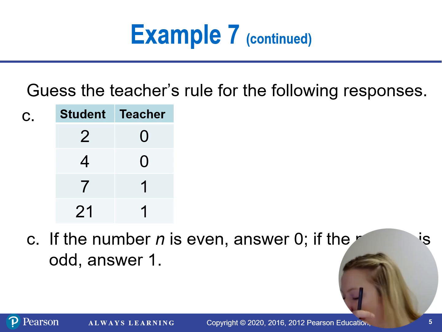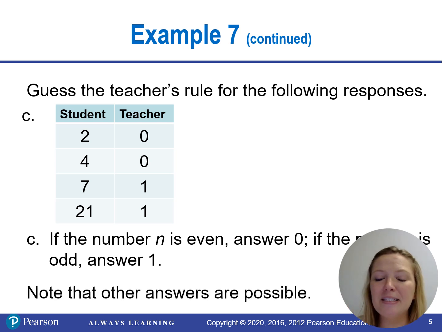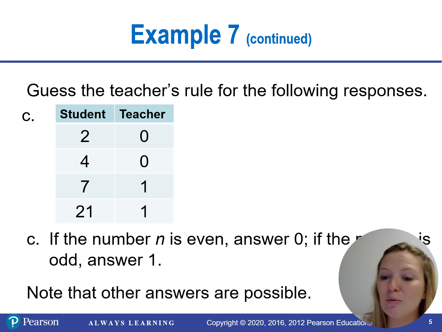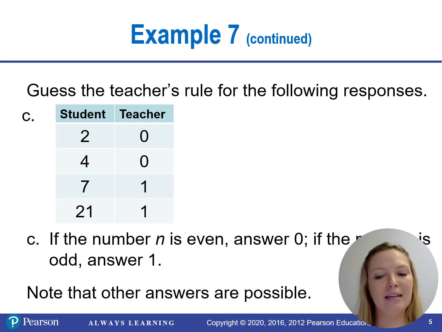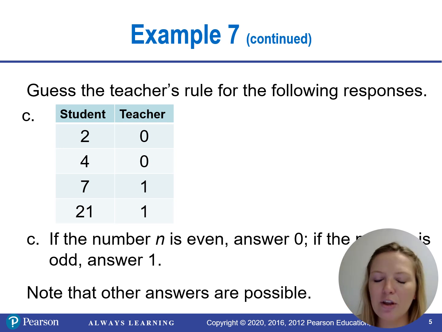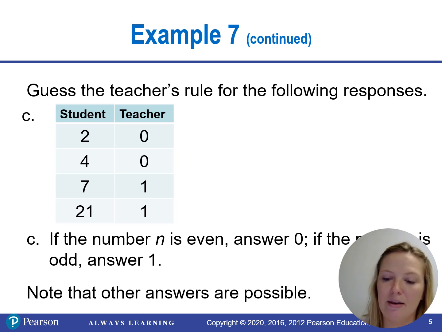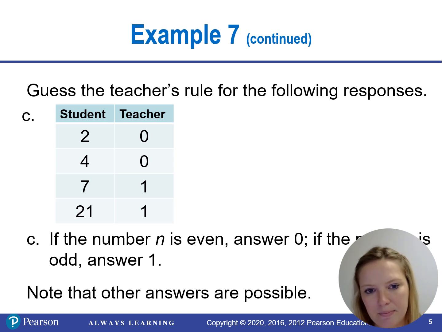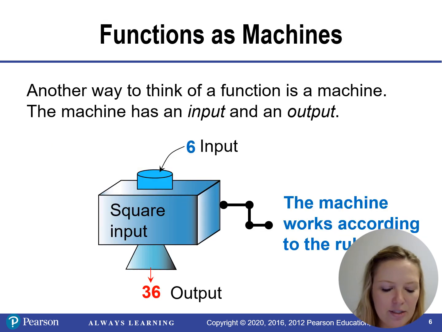Now, this is not the only possible answer. Another answer could be 0 if the number is not divisible by 7, 1 if the number is divisible by 7. So there are lots of different possibilities in what this rule might be, but one is to split it by even and odd. All right, so we can think of a function as kind of a machine.